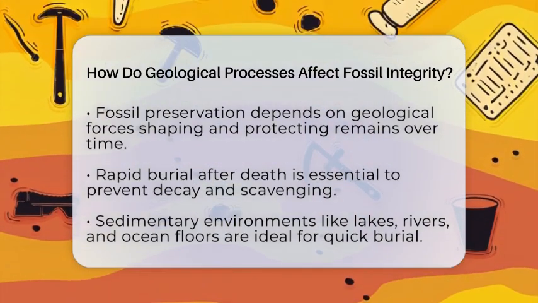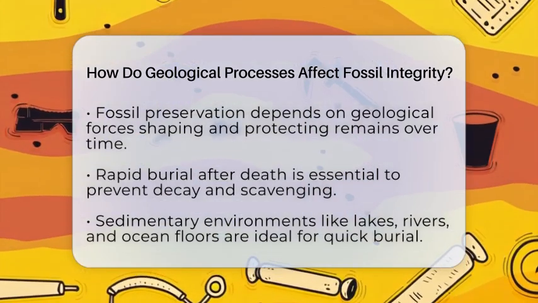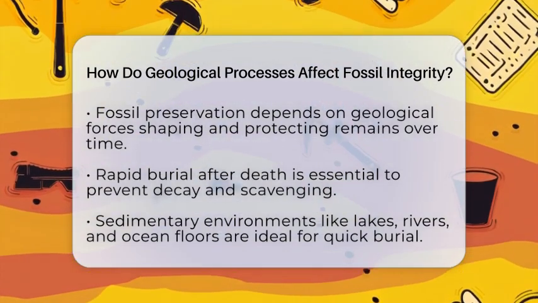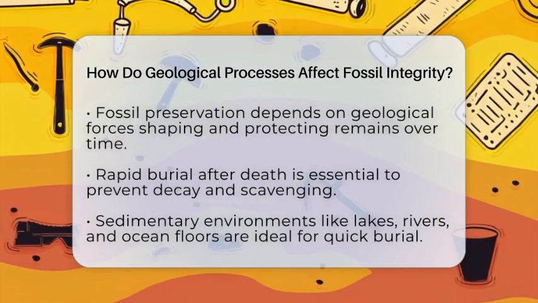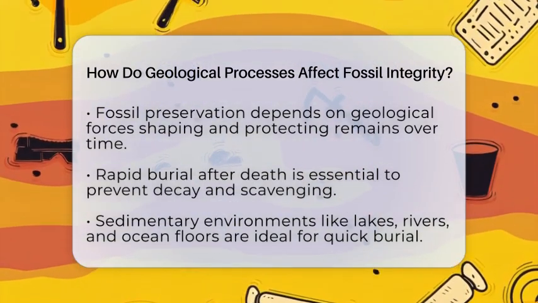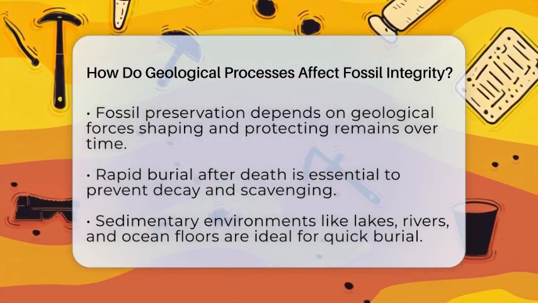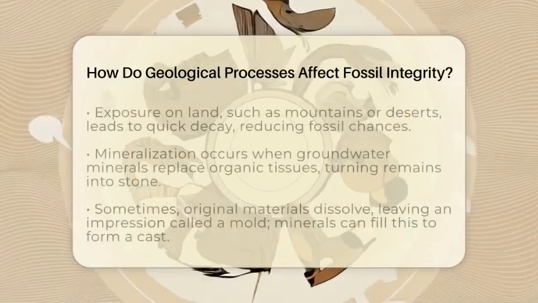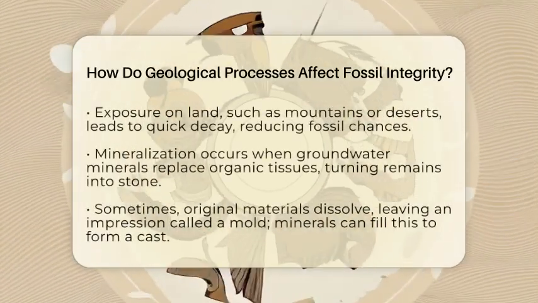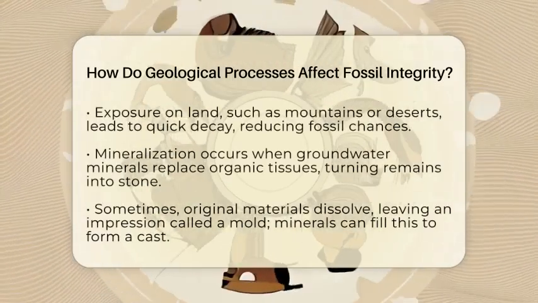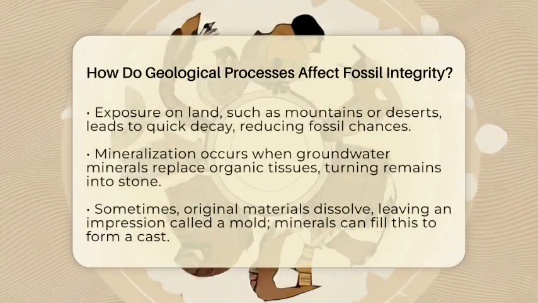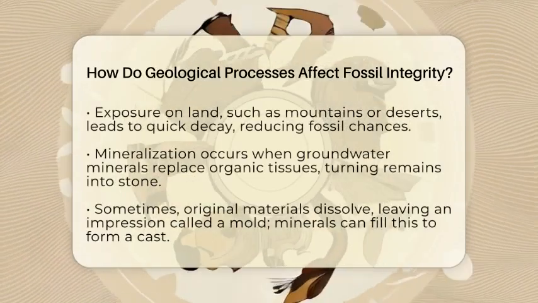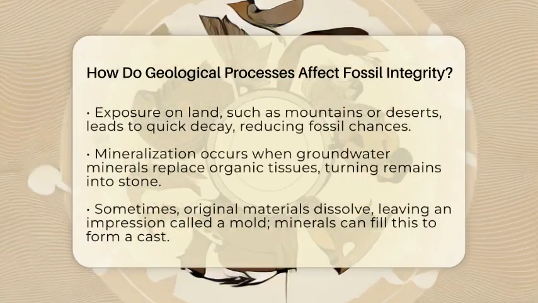If the remains are quickly covered by sediments like mud, sand, or volcanic ash, they are protected from scavengers and oxygen that cause decay. Sedimentary environments such as lakes, riverbeds, or ocean floors are especially good at trapping remains because sediments accumulate fast. On the other hand, if the organism is left exposed on a mountaintop or in a dry desert, it decays quickly and is unlikely to fossilize.